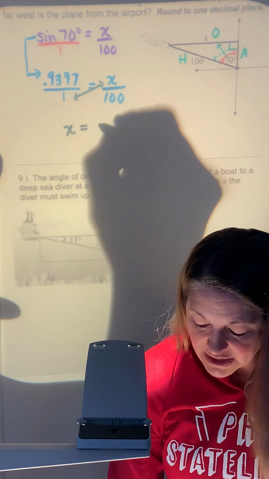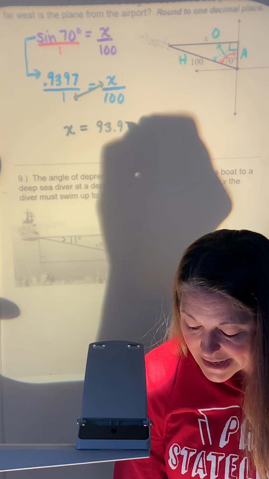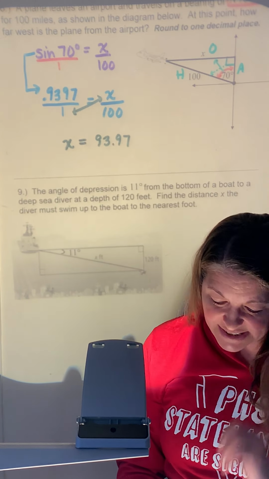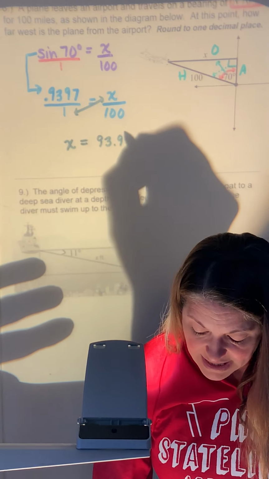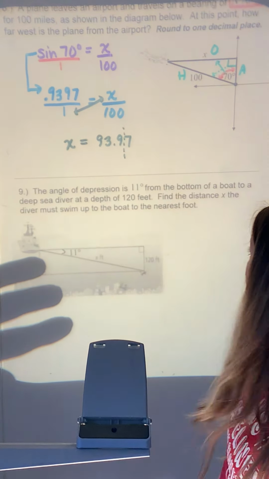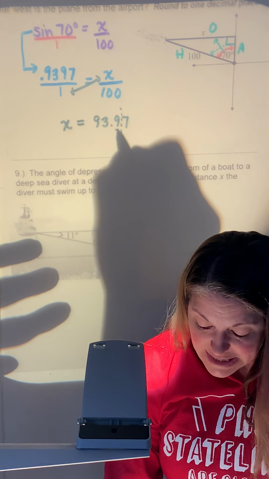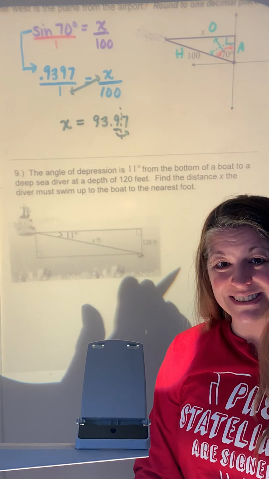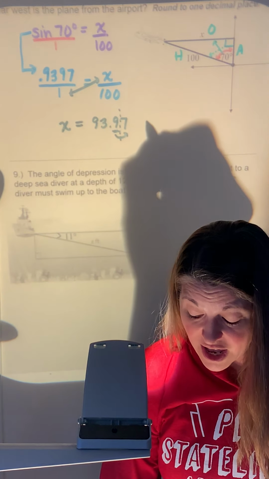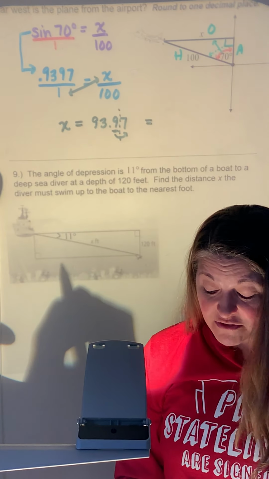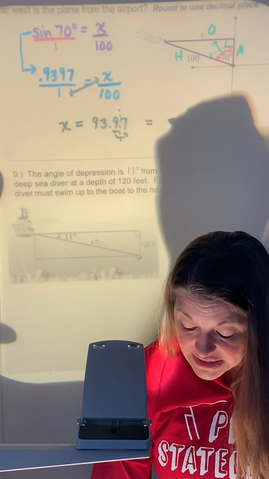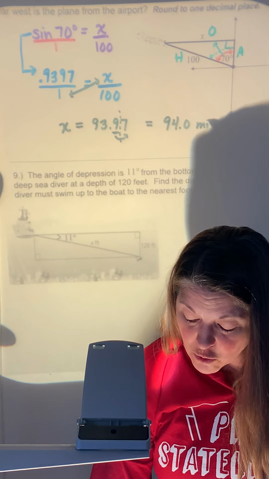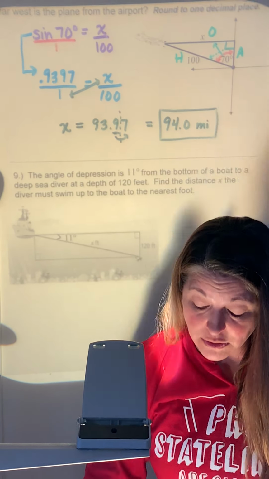So this is going to end up giving us 93.97. Now I'm looking at the directions. It says to round to 1 decimal place. Well, if we round this to 1 decimal place, that means we want to see a number here. But if we look behind it, it's already a 7. 5 or above, give it a shove. Well, if you give a 9 a shove, that bumps them up to 10. So what this actually rounds to is 94.0. So that would be 94.0 miles.